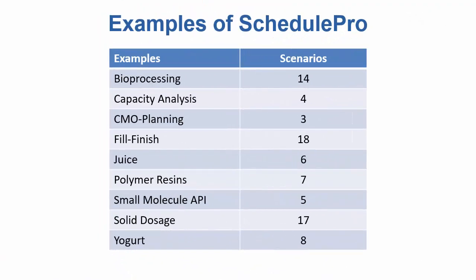SchedulePro is shipped with several detailed examples, and new ones are regularly being added. The bioprocessing and small molecule API examples focus on manufacturing of active pharmaceutical ingredients. The fill finish and solid dosage examples deal with manufacturing of pharmaceutical products. The juice and yogurt examples cover modeling and scheduling of food manufacturing facilities. The polymer resins example is suitable to those dealing with batch manufacturing of specialty chemicals.